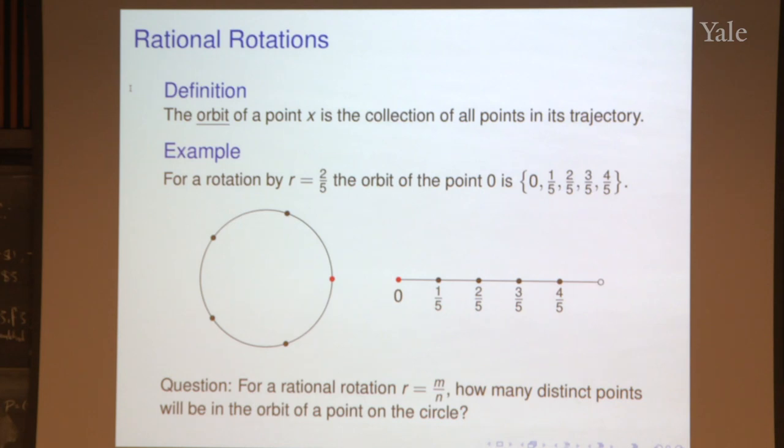I think how many points there would be depends on the denominator. Yes. Interesting. Why do you say that? Because for 2/5, we have 5 points, and the 5 is part of the denominator of 2/5. Right, and for 1/3, we had 3 points, right? So that's a very good guess, and it's basically correct.